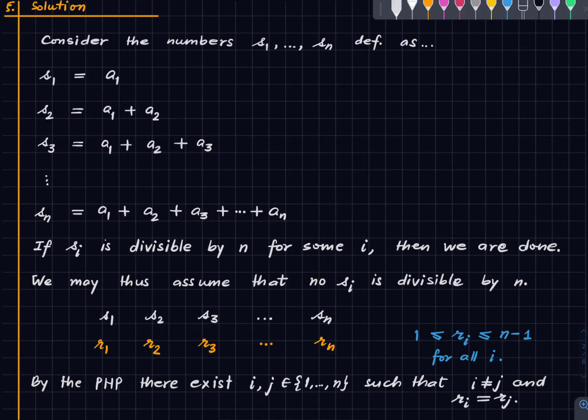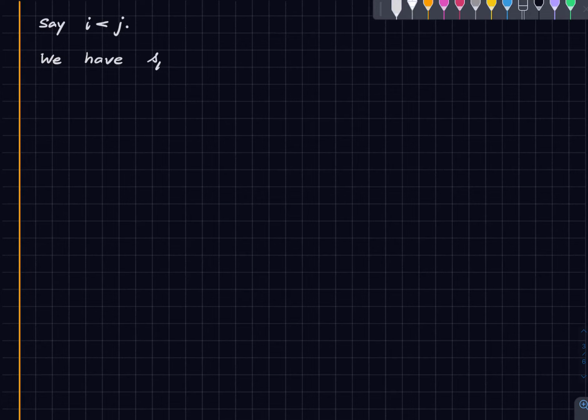Okay. So that's something that we should be comfortable with. And now, say without loss of generality that i is less than j. They are distinct integers, so one of them should be greater. So let's say i is less than j. And now we have Sj minus Si is divisible by n. Why is that?